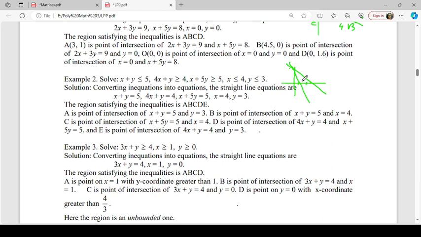Then x plus 5y: the x intercept is 5, and y is 1, somewhere here say. So this is the line, and the region is to this side. Then x less than 4, y less than 3. So x is less than 4, it is somewhere here, and y is less than 3, somewhere here.